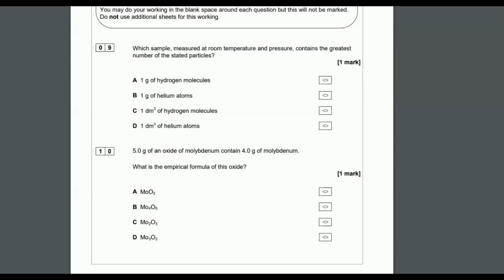Don't forget to pause the video at the start of each question, grab a scrap bit of paper, write your answer down, and then unpause, watch the walkthrough if you want to see the explanation, or move on to the next question. All right, let's go.